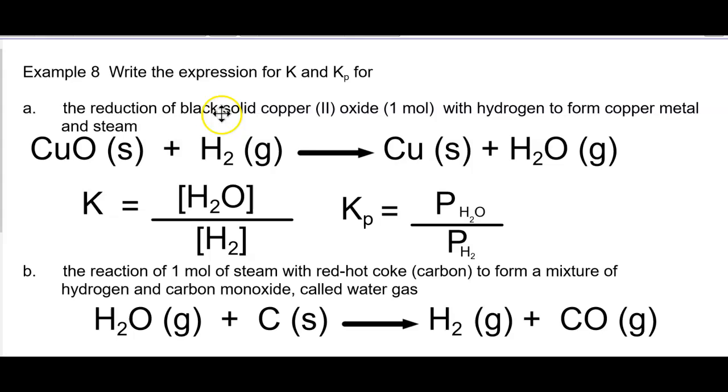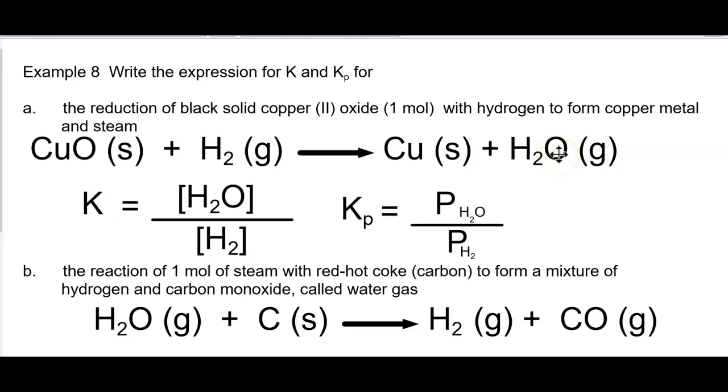It says the reduction of black solid copper 2 oxide, that's this, plus hydrogen, which we assume to be a gas unless we're told otherwise, and it's diatomic, equals copper metal solid plus steam, which would be water. So here is my equation. I want to balance this. It's 1 copper, 1 oxygen, 1 oxygen, 2 hydrogens, 2 hydrogens, so it's balanced.